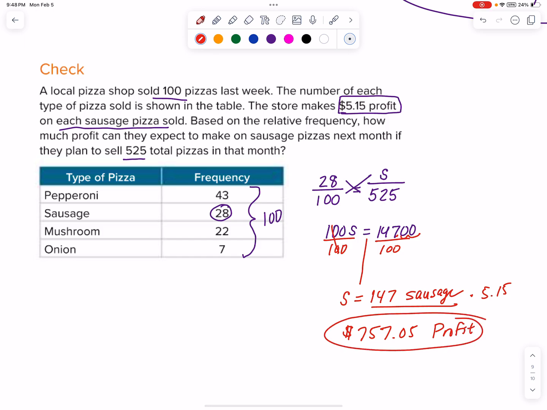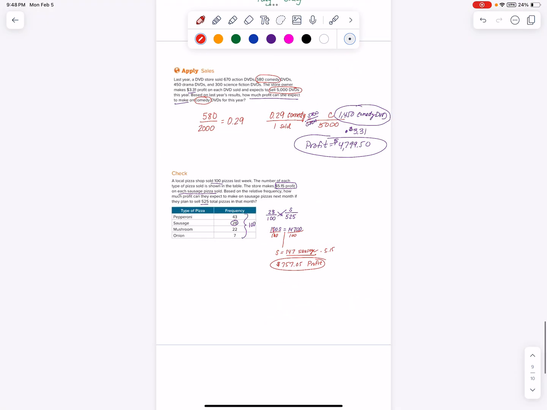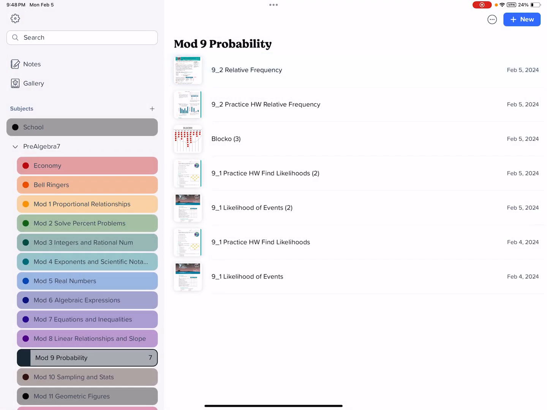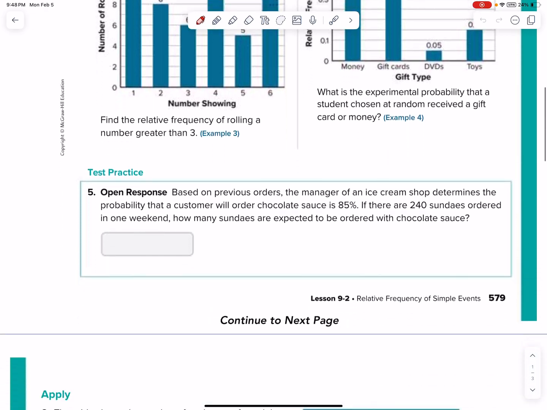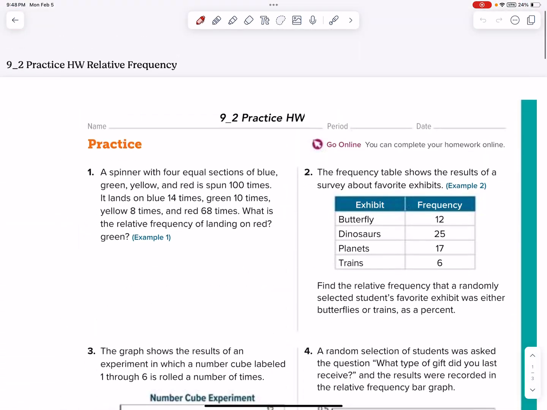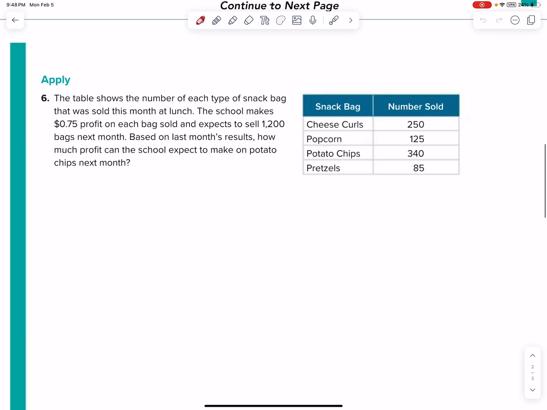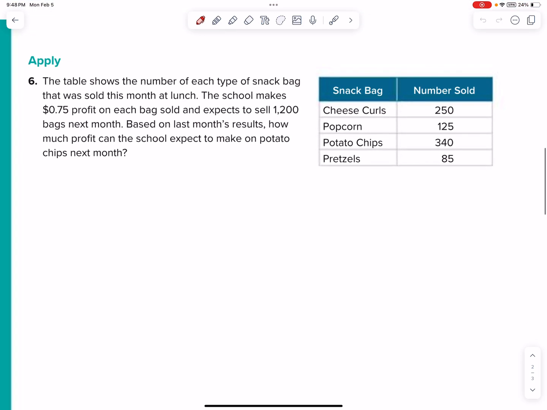Profit. And there we go, done. Okay, all right, let's go ahead and head to the homework now for this 9-2 practice. Okay, so it's going to give you a lot of experience with everything we just did, including one apply. Let's take a look at that apply right away first.